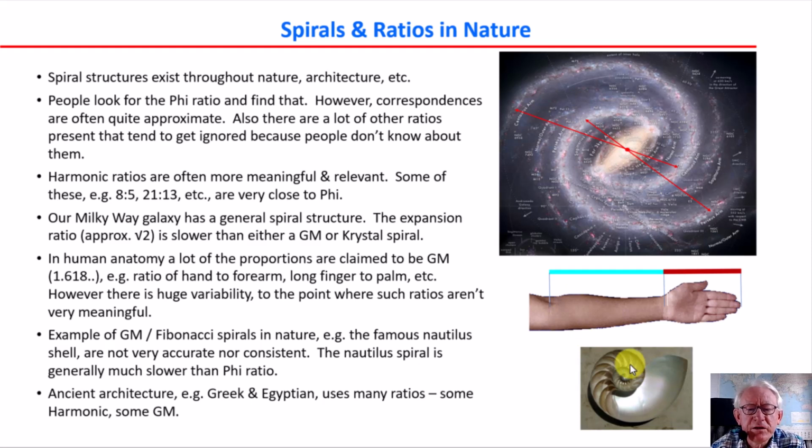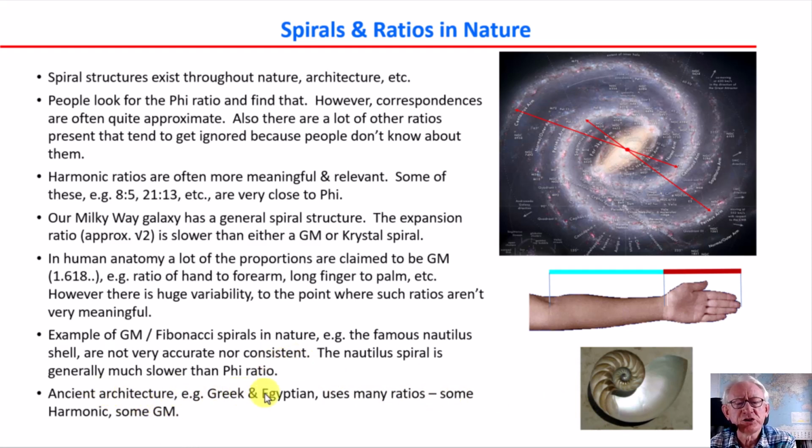Also, the famous Nautilus shell, which is often used as a symbol for the Fibonacci spiral and for Fibonacci processes in general. Now, the Nautilus spiral is generally much slower than the phi ratio. Again, if we take a measure of the rate of expansion of this, for this particular illustration, it's somewhere in the range of 1.35 to 1.4. Again, much less than the phi ratio.